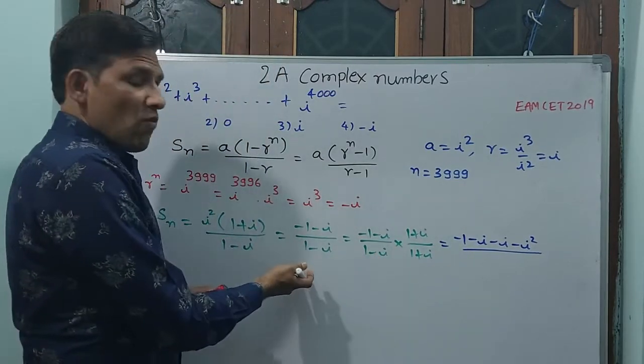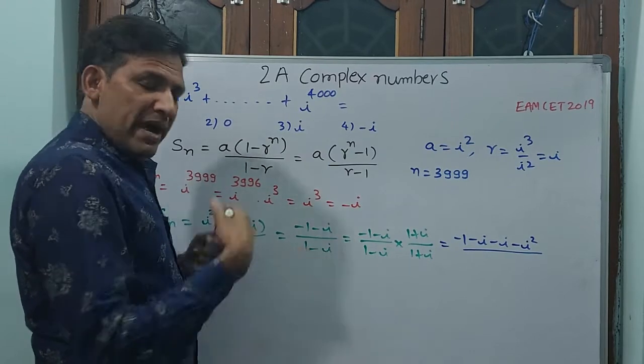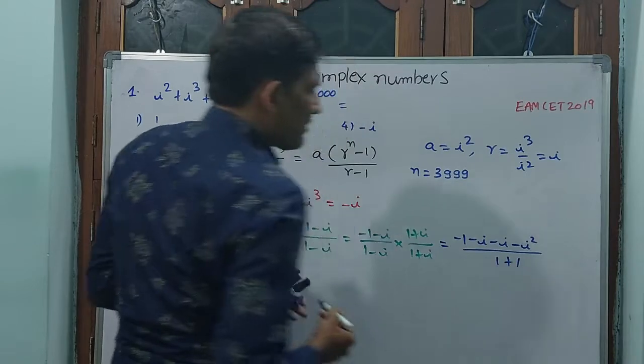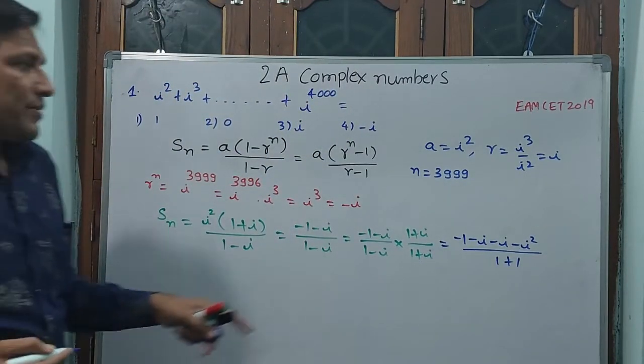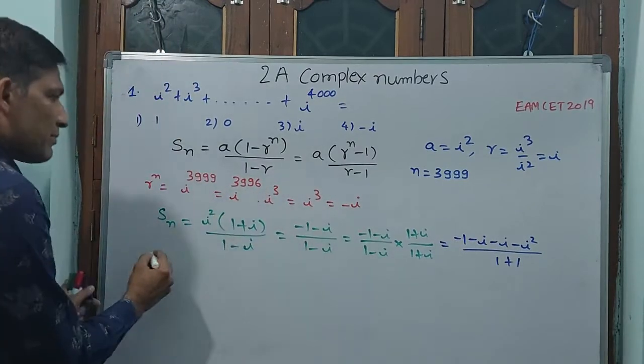Why? Because 1 square minus I square. Minus I square, where I square is minus 1. Already 1 plus 1 is 2. Okay. You see here, I square value is minus 1. Minus of minus 1 is plus 1. That means minus 1 plus 1. I am writing like this.